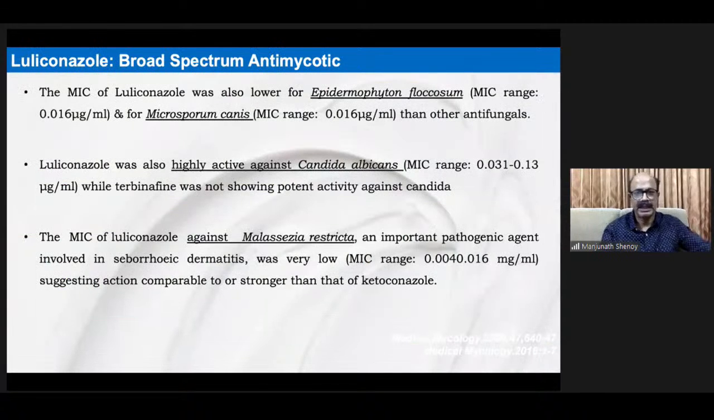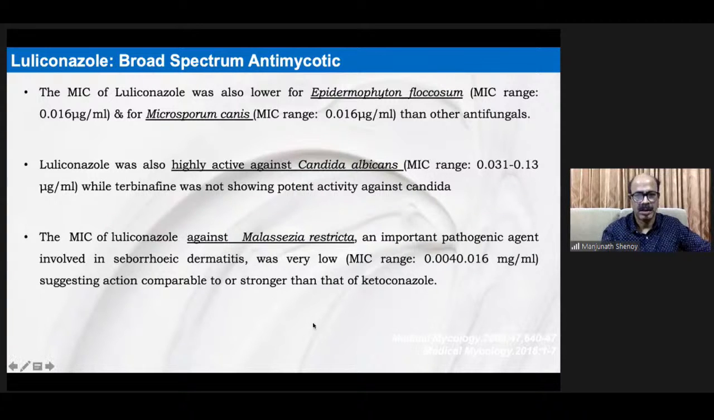And then it has broad spectrum activity against all dermatophytes. As I mentioned, the MIC range for Epidermophyton floccosum is as low as 0.016 microgram per ml, and for Microsporum canis it is also 0.016 microgram per ml. And liliconazole is highly active against Candida as well, at a very low MIC, whereas terbinafine does not have an effect against Candida, especially when used topically as well as systemically. We don't use it in Candida except in combination antifungal therapy. Otherwise, terbinafine is not used in the management of Candida.